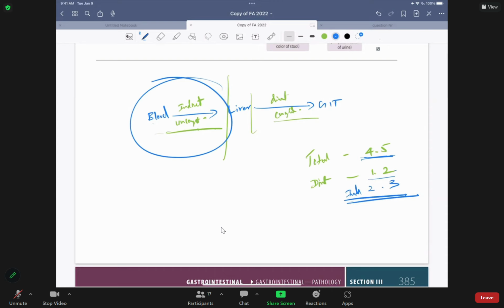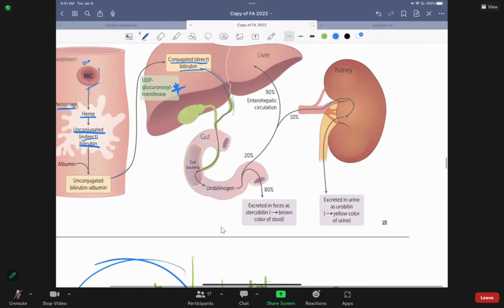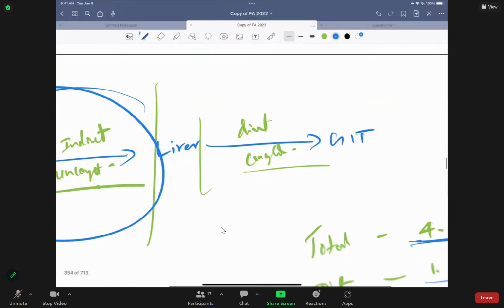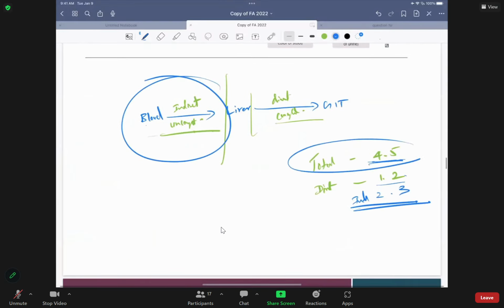So that's the idea. Then it comes from the liver and you could see it goes to the gut. In the gut, we have normal flora. We get the indirect, and then you compare it with the normal value of indirect and come to a conclusion. So the first thing you should do, by looking at the total, is know whether it's normal or not. 4.5 is high. Okay. Now in that, they're saying direct is 1.2, so I subtract, then you know the rest is indirect, because direct plus indirect is your total. That's how you get it.